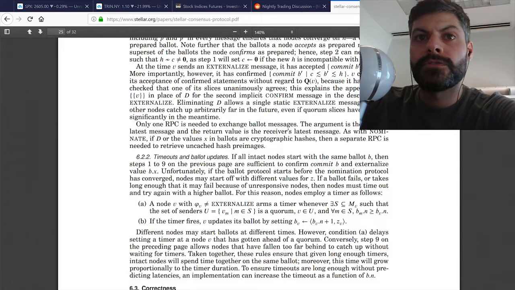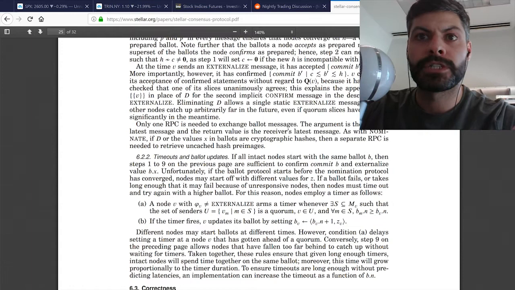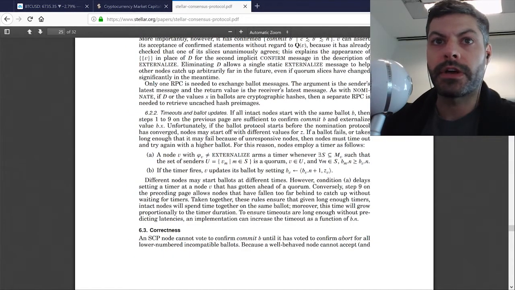A node V with phi V not equal to externalize arms a timer whenever there exists S as a subset of MV such that the set of senders U, equal to the set of all elements VM for which M is an element of S, is a quorum, V is an element of U, and for all M in S, Bm.n is greater than or equal to Bv.n. If the timer fires, V updates its ballot by setting the tuple bv.n plus 1, zv, and assigns it to bv.